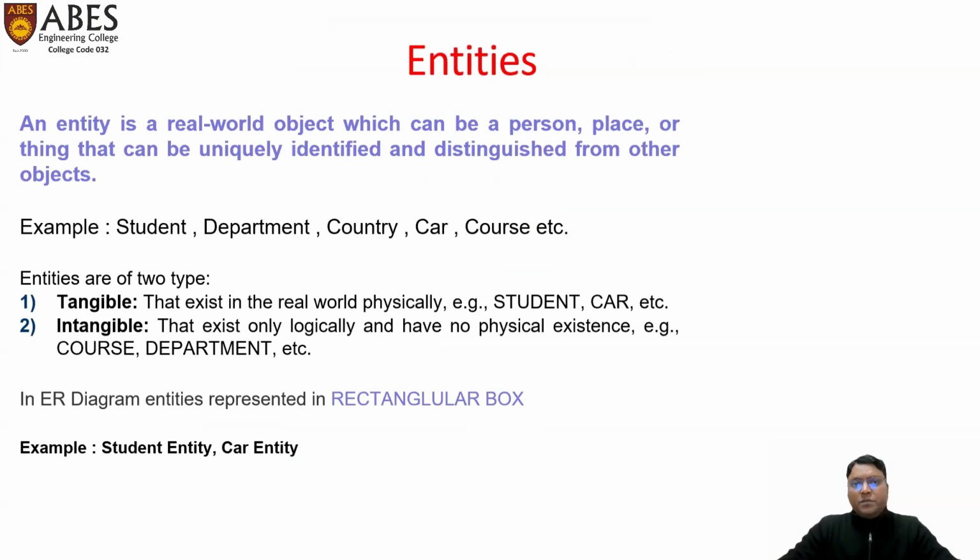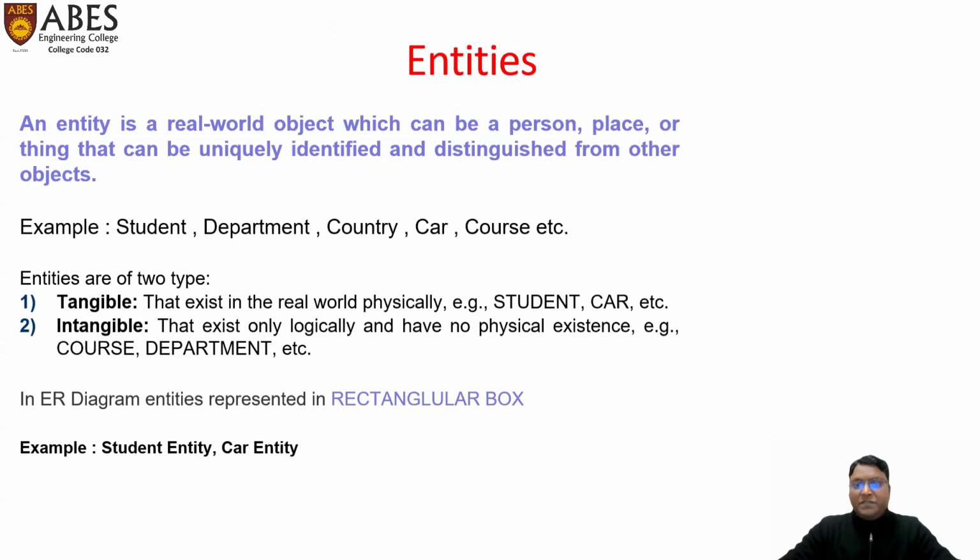An entity is a real world object which can be a person, place, or thing that can be uniquely identified and distinguished from other objects. Example, student, department, country, car, course, etc. are examples of entities. Entities are of two types: number one, tangible, and number two, intangible. Tangible entities exist in the real world physically, like student, car, etc. And intangible entities exist only logically and have no physical existence, like course, department, etc.